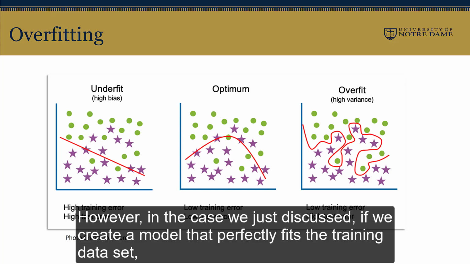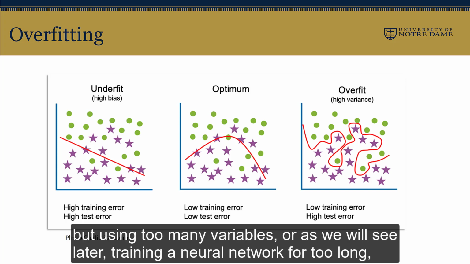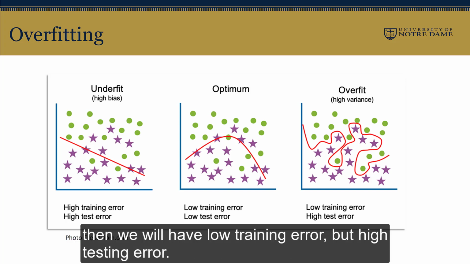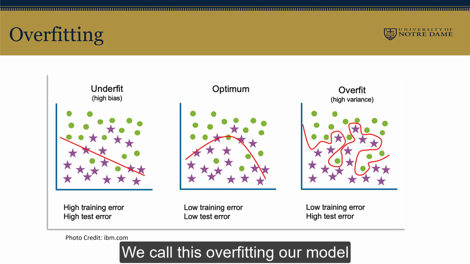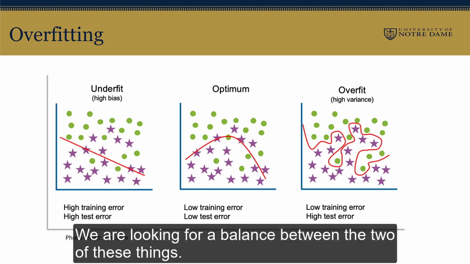However, in the case that we just discussed, if we create a model that perfectly fits the training data set by using too many variables, or as we will see later, training a neural network for too long, then we will have low training error but high testing error. We call this overfitting our model. We are looking for a balance between the two of these things.